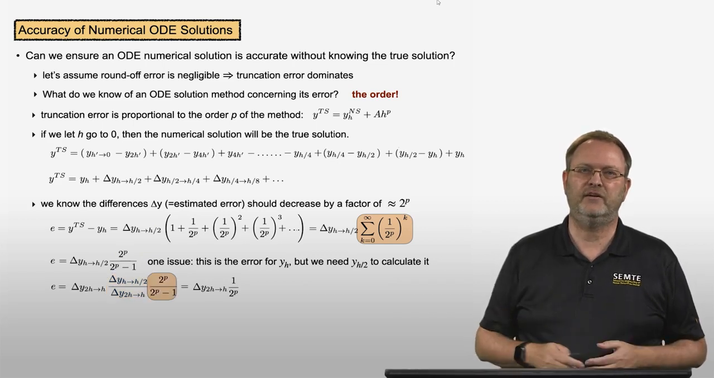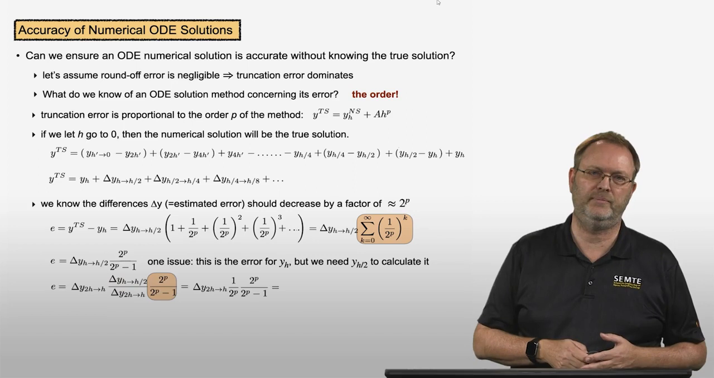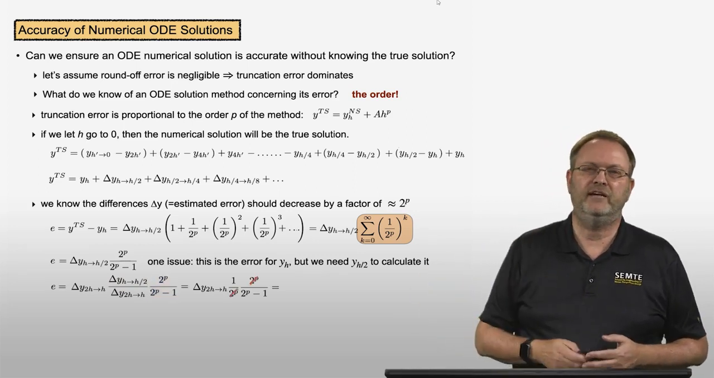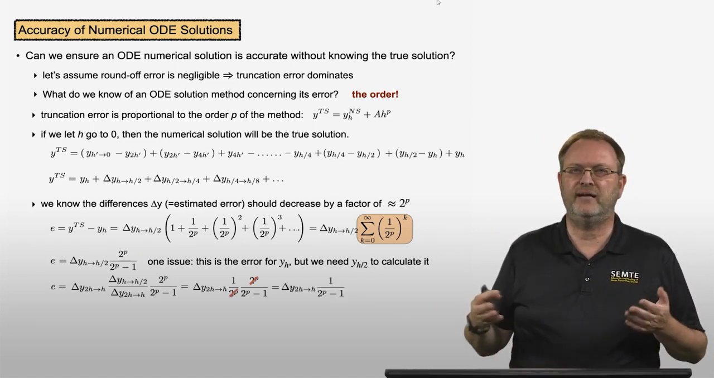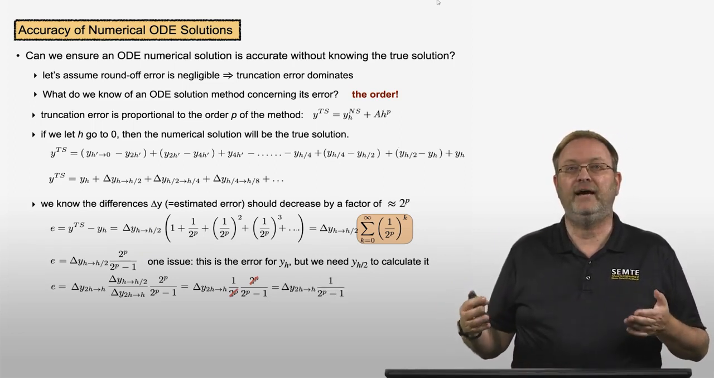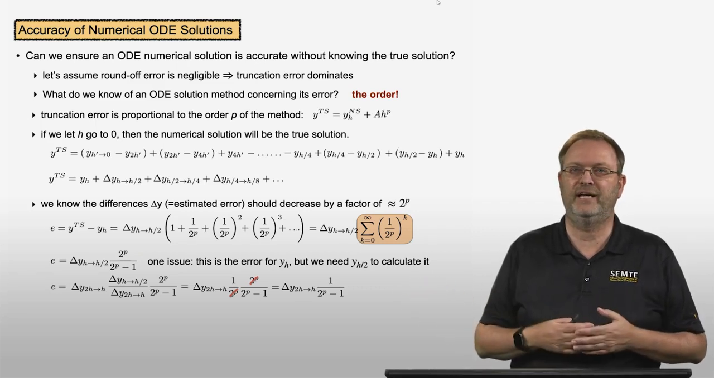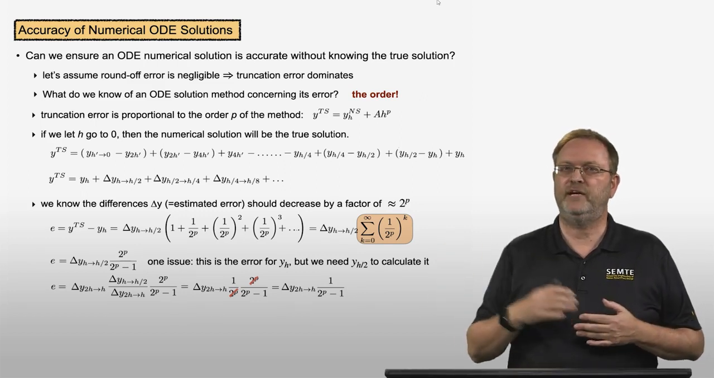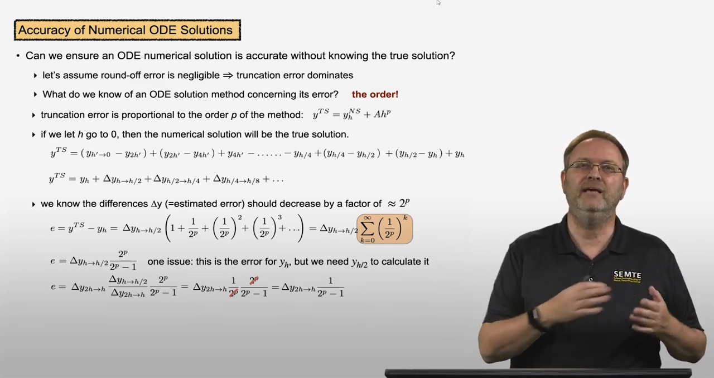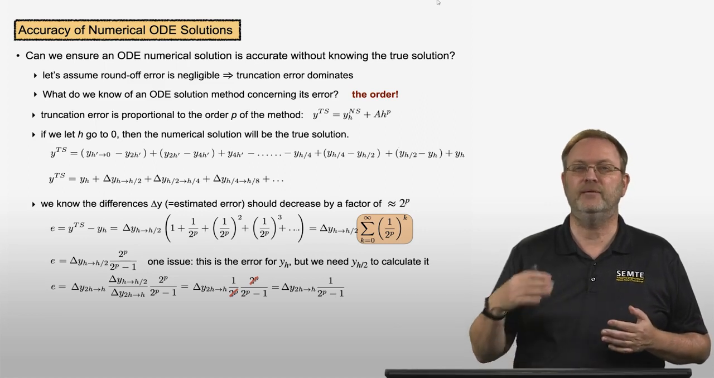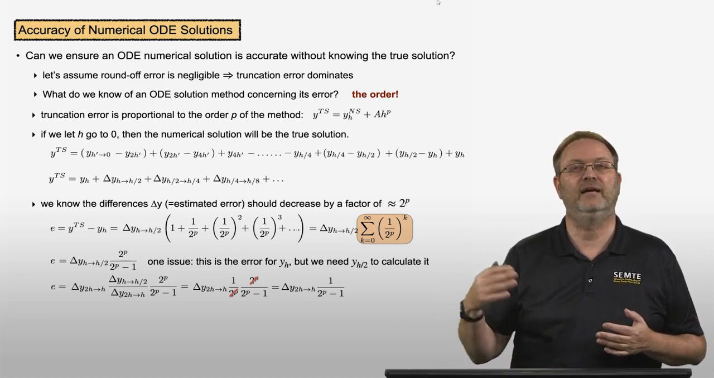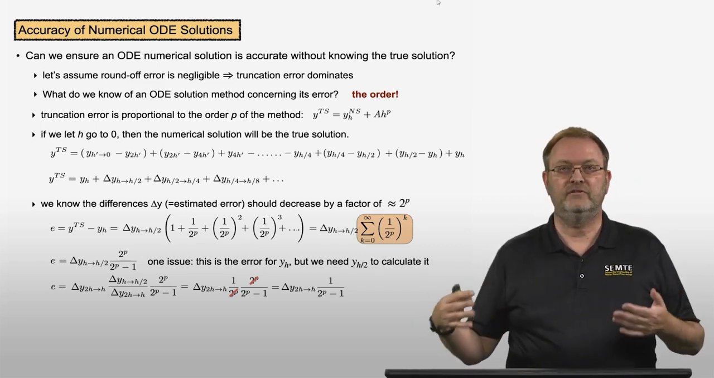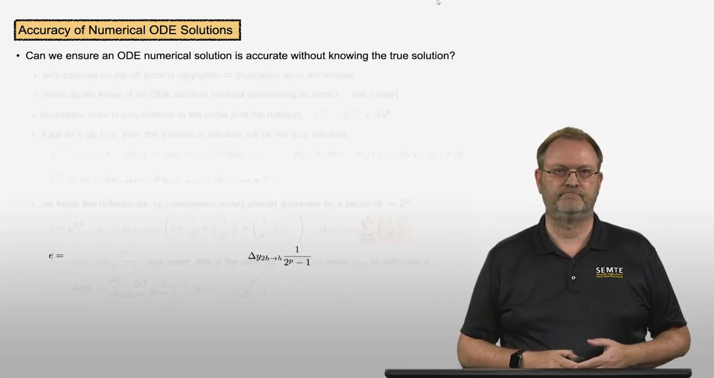And then I have the rest of the equation, 2 to the power p divided by 2 to the power p minus 1. And you'll see that the 2 to the power p is in the numerator and the denominator, so that cancels each other out, which means that the error, if I calculate numerical solutions for a step size of 2h and h, take their difference, times 1 divided by 2 to the power p minus 1 gives me the error of the simulation with a step size of h. So with this equation, I don't have to do another simulation with a step size half of h.